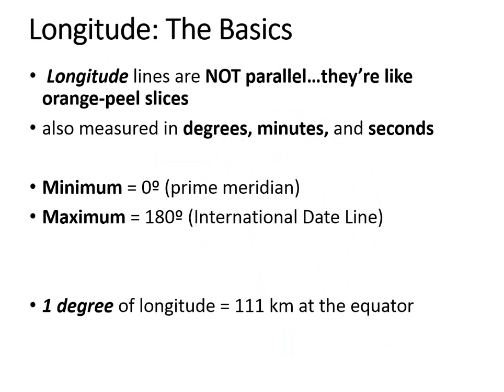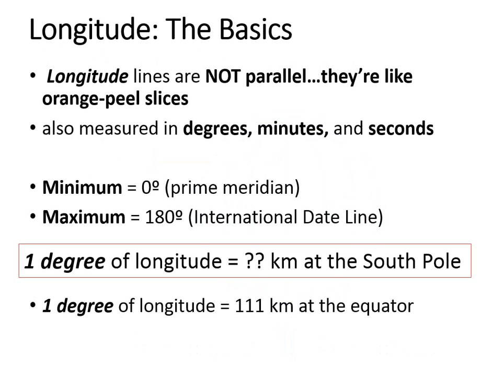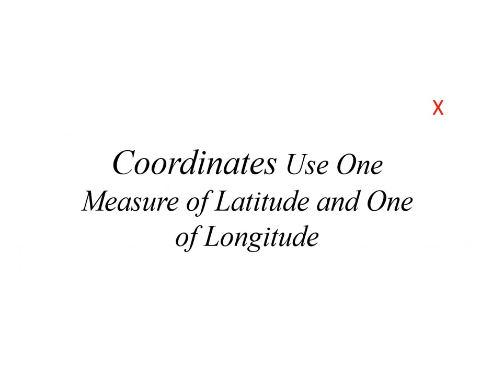These are not parallel, as you just saw. They're like orange peel slices. They're also degrees, minutes, seconds. 1 degree of longitude at the equator is 111 kilometers, just like 1 degree of latitude is. But 1 degree of longitude at the South Pole, how far is that? I'll let you consider that one a little bit.